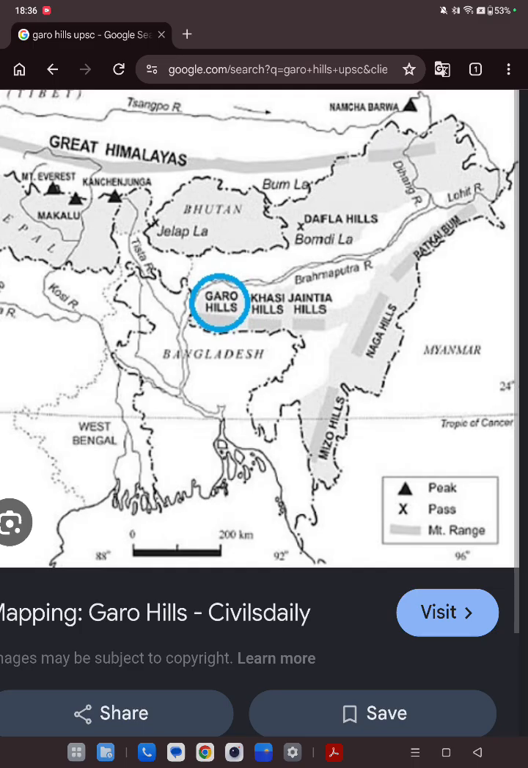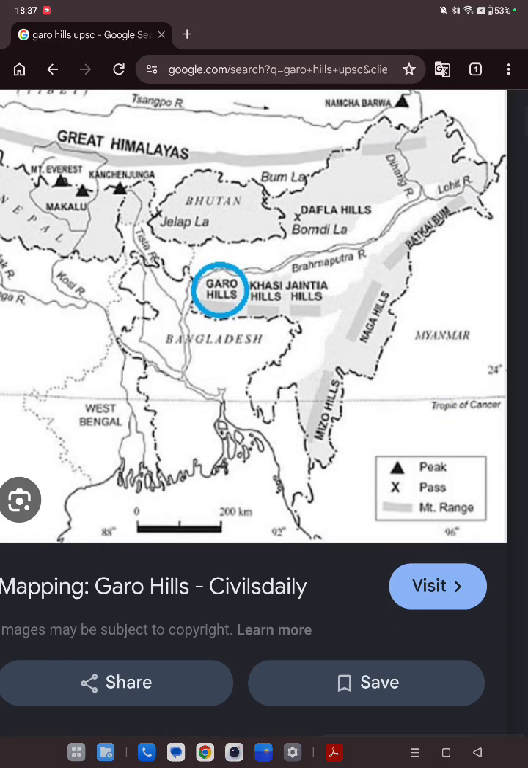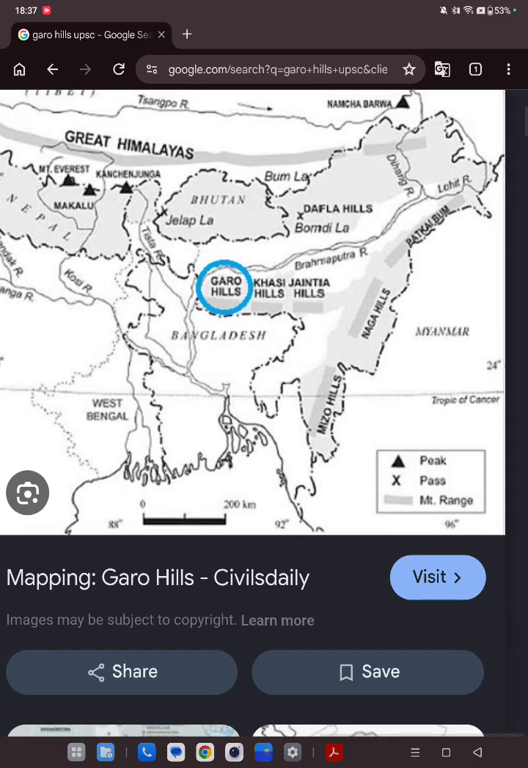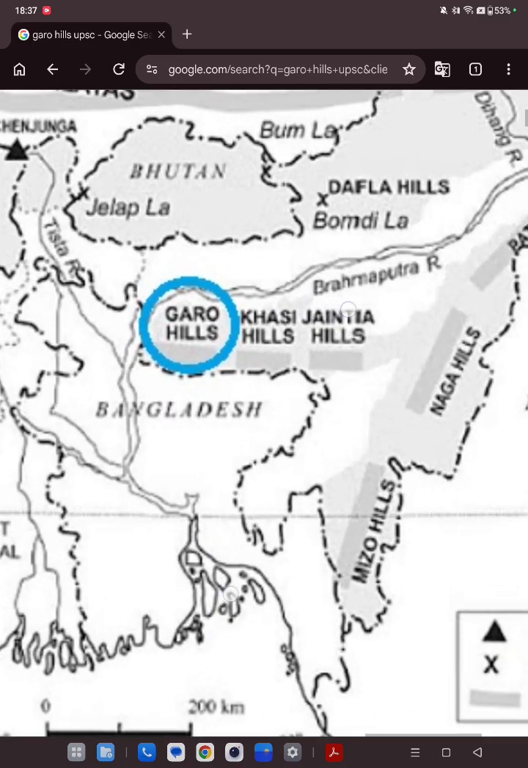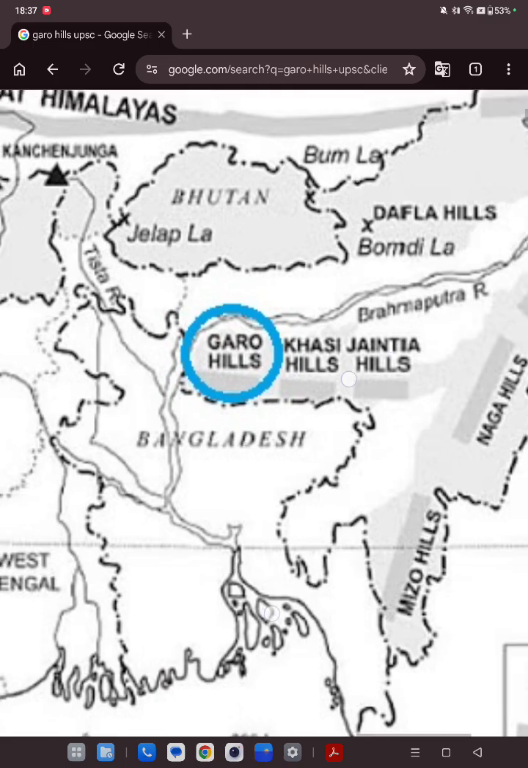Garo, Khasi, Jaintia, and you can see the Brahmaputra flows on the top, on their northern side, and this is the structure. And on the right side you can also see the states, that is Nagaland, Manipur and Mizoram. We have the Patkai Bum, Naga hills, Mizo hills. So let's take a little more detail. Like this we have to read for UPSC. And here, another image shows how the Tista river joins the Brahmaputra river. This is the way we have to derive everything in detail.